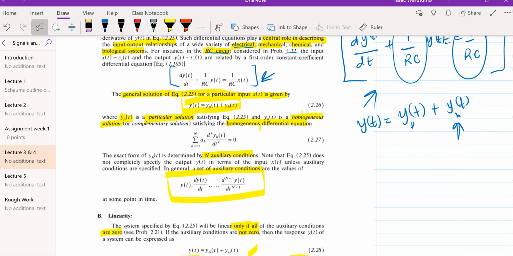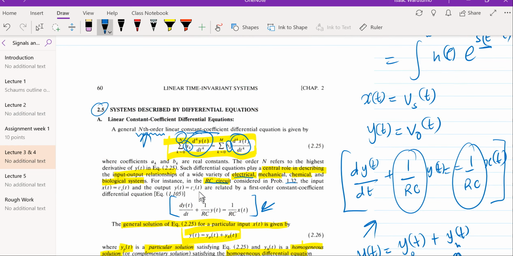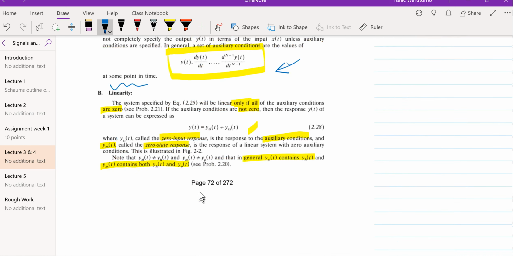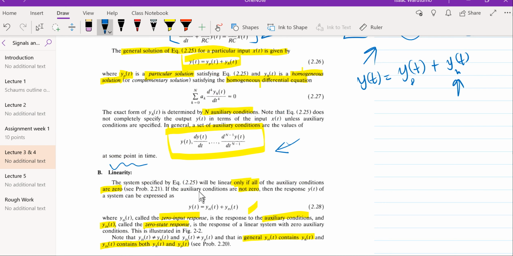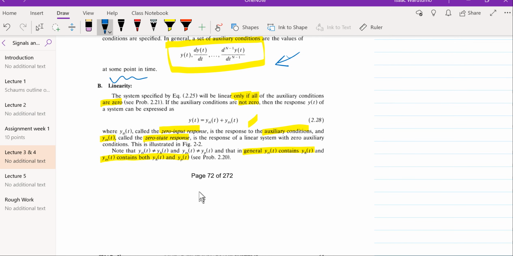So having said that, the auxiliary conditions can be expressed as described right there, and the auxiliary conditions are defined at some point. So that serves as an introduction to the differential equations that we can use in describing systems. We will see the actual value of those differential equations when we deal with real systems.